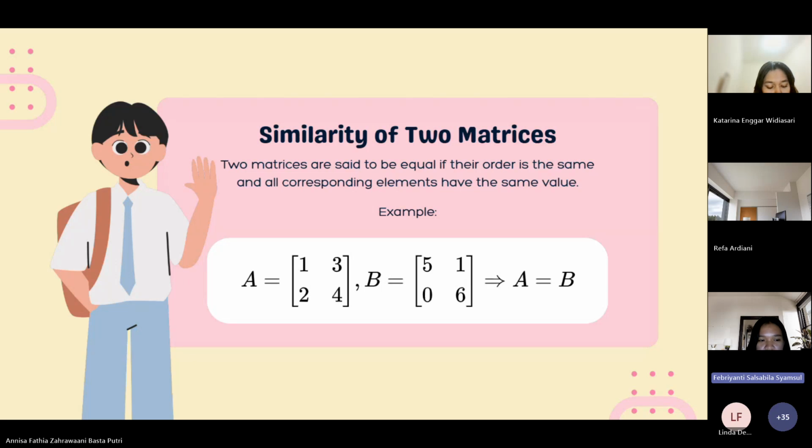Two matrices are considered equal if they have the same order and all corresponding elements are equal. If either the order or any corresponding element is different, the matrices cannot be considered equal.